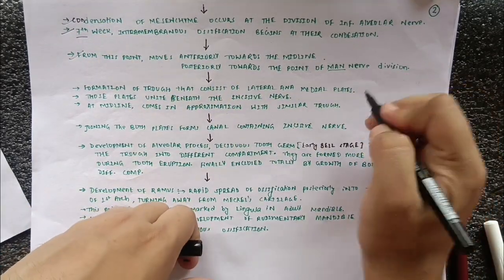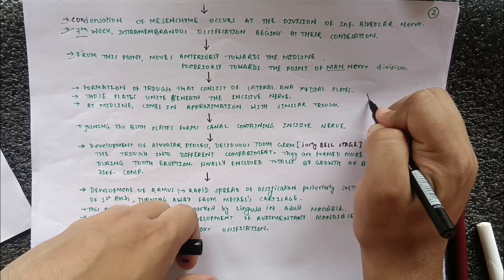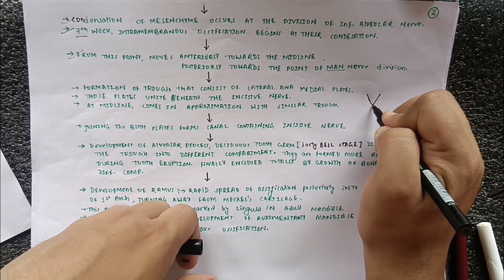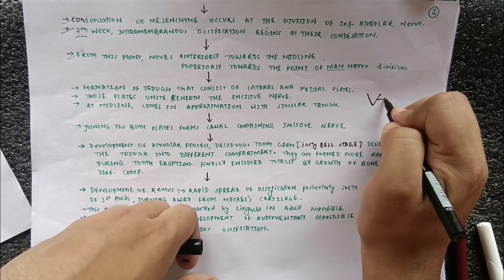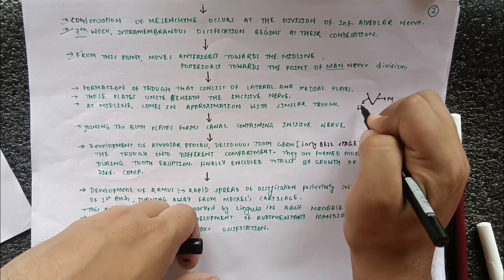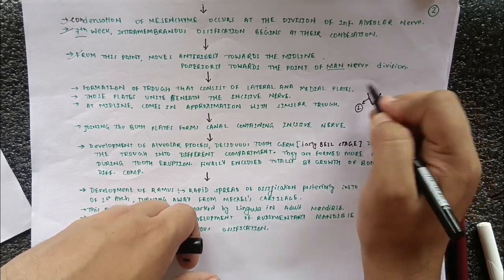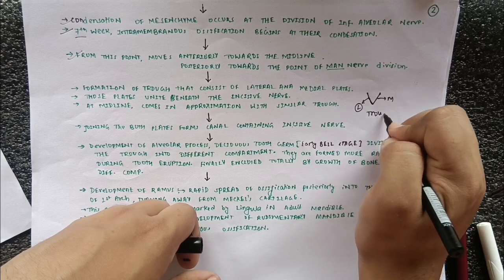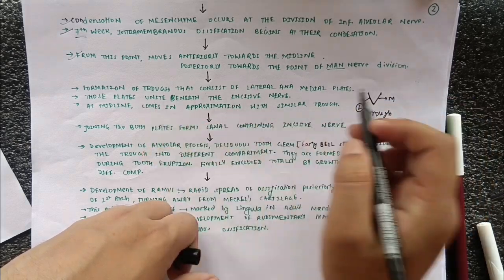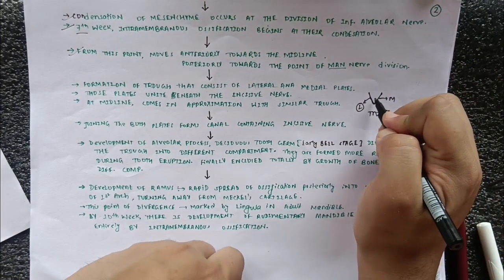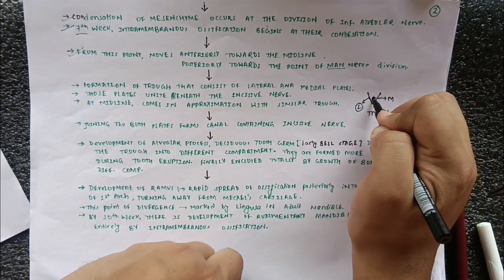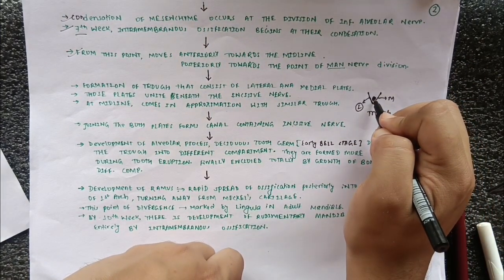So I will draw here. There is a development, a formation of two plates. One is a medial plate, another is a lateral plate, and this total structure is called a trough. In this trough, in this groove, there is a presence of the incisive nerve here.